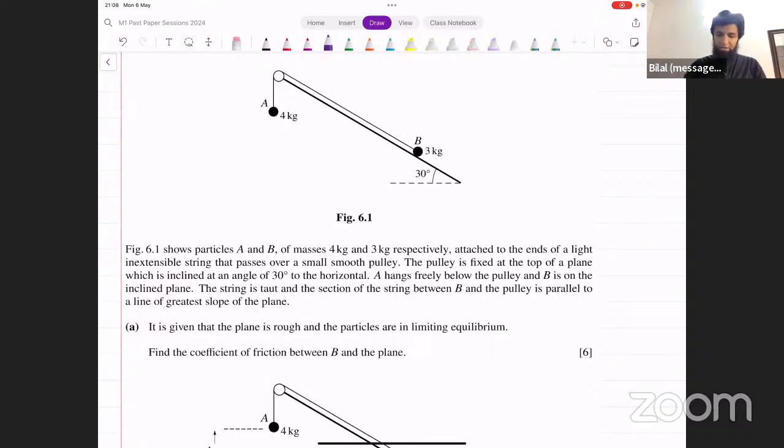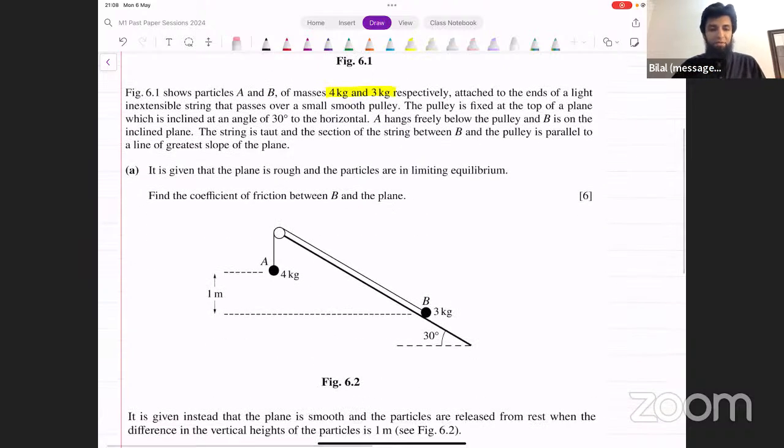Okay, so all of this you can see in the diagram as well. I'm just going to highlight the masses, because then I can get rid of this from here. Okay, so this is what the situation looks like. In the first part, it says it's given that the plane is rough and that the particles are in limiting equilibrium. Limiting equilibrium means friction is at its maximum value, F equals mu R. Find the coefficient of friction between B and the plane. We have to find the value of mu.